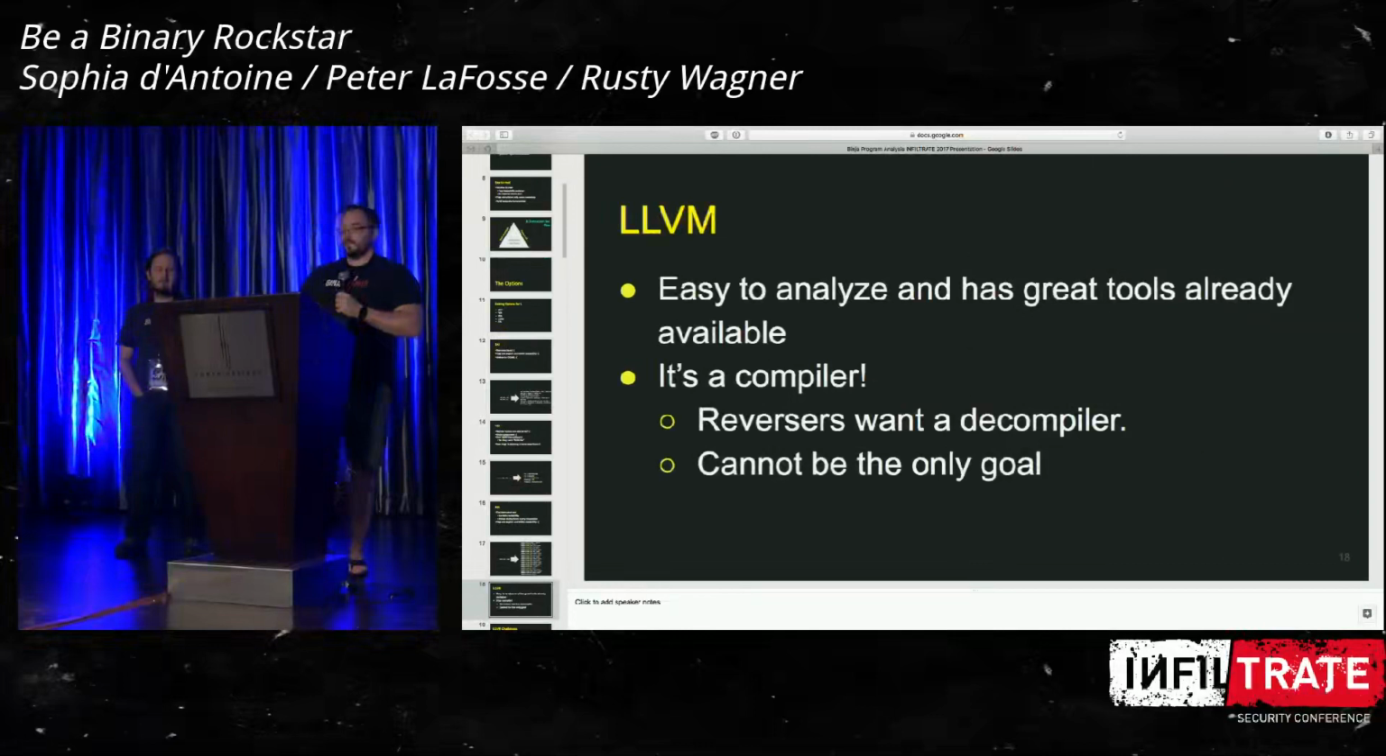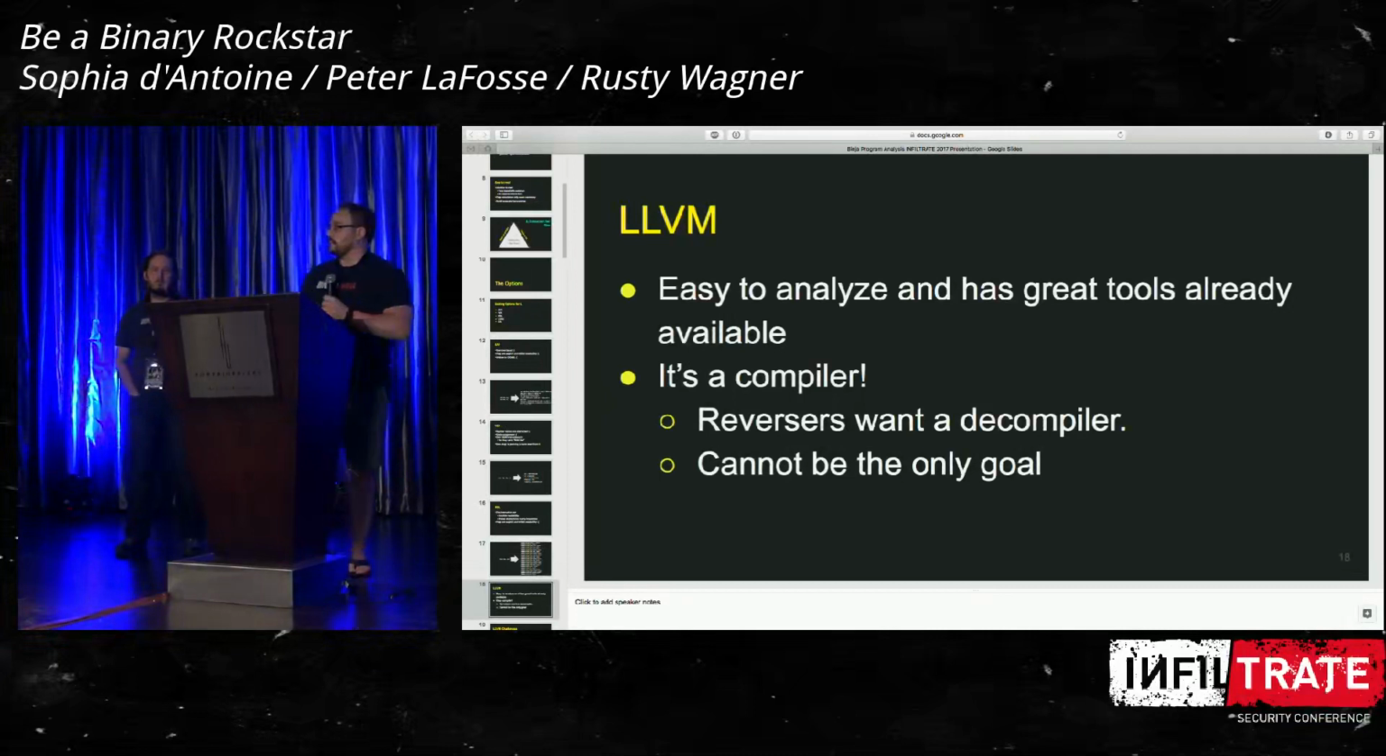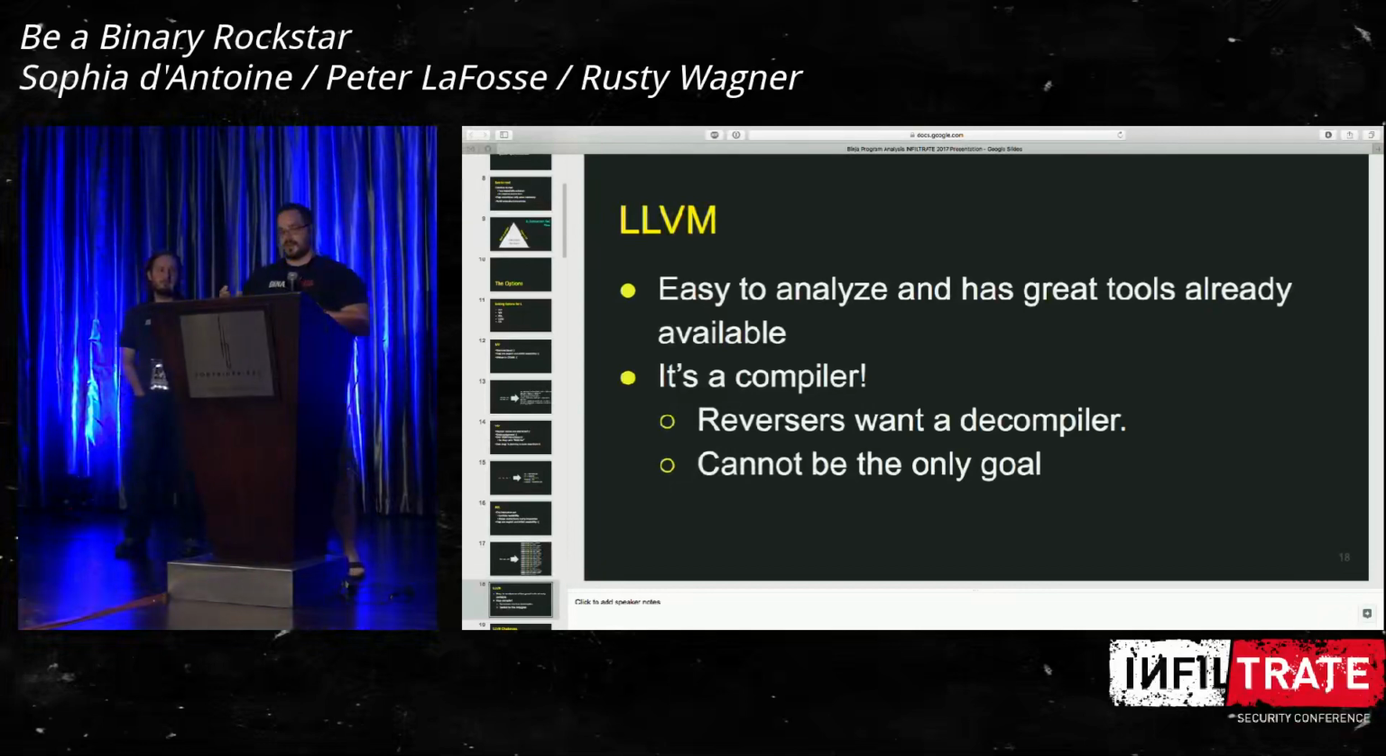So LLVM, it's a great tool. There's lots of things that are built upon LLVM, and it's a great end goal, but we feel like it doesn't make a great first stage goal. Everyone wants to be able to leverage the tools that LLVM has, but this is a compiler. We want a decompiler. We want things that go the opposite direction. Instead of coming from source to assembly, we're going the opposite direction. So we have different goals than LLVM does.